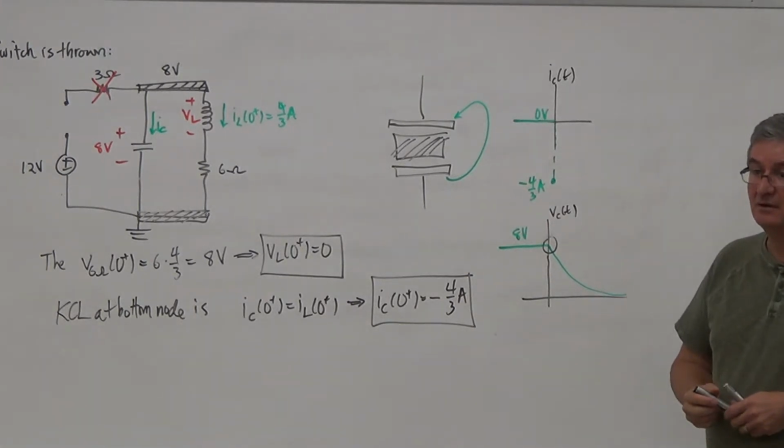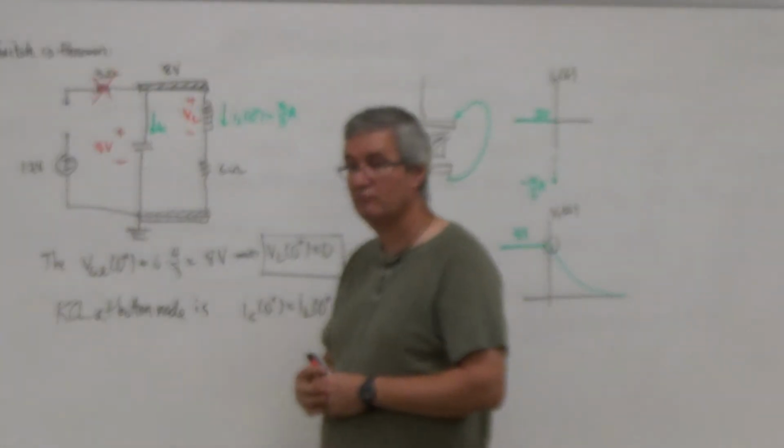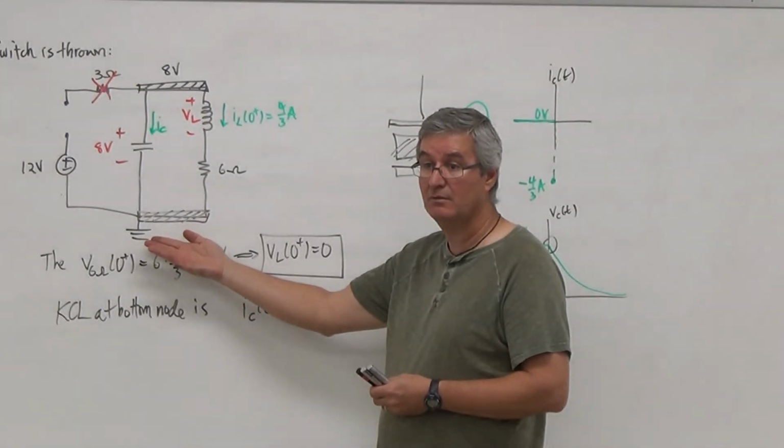Yes? I think you said it's passive, so the current's going from positive to negative, but then you calculate and get a negative current, so the current's actually going from the negative to positive. I'm just applying KCL. Yeah, like that.